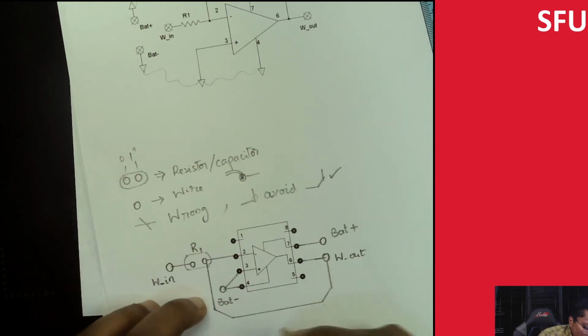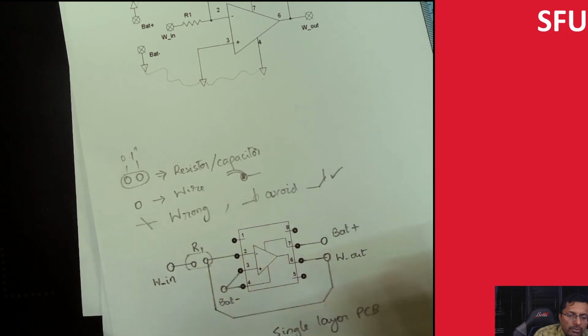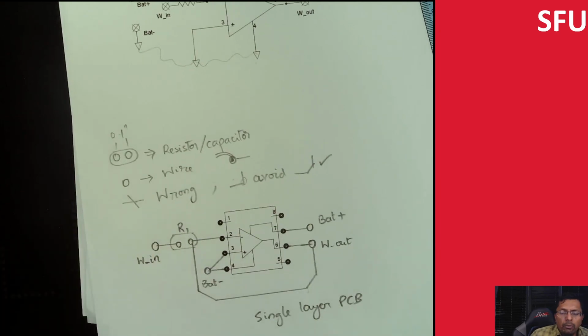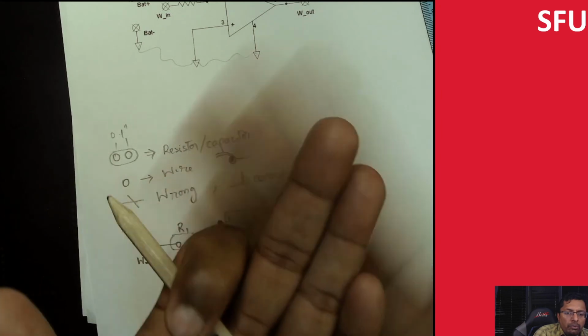So this is actually known as a single layer PCB, where we put all of it on the same surface. For more complicated printed circuit boards, you can print one on the top and one on the bottom, and then you can connect both of those surfaces.